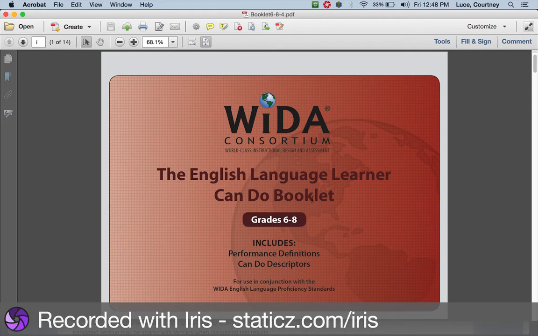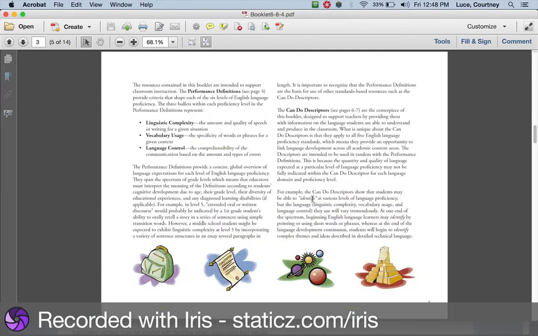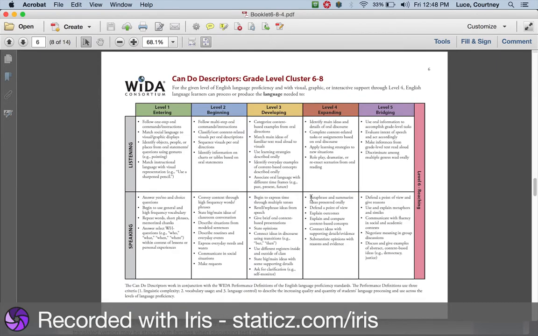Now, like I said, the domains we're working in are writing and speaking, so we're going to scroll down to writing and speaking to look at these. Here, for speaking, it says at level 1, students should be able to answer yes or no questions, or begin to use general and high frequency vocabulary, or repeat words and short phrases from memorized chunks. If you look, this will give you ideas of what students should be able to do at each of these levels. So at level 5, they'll be able to defend a point of view and give reasons, or use and explain similes and metaphors.